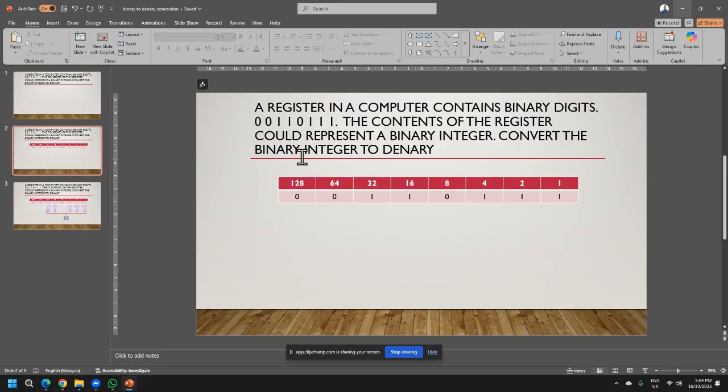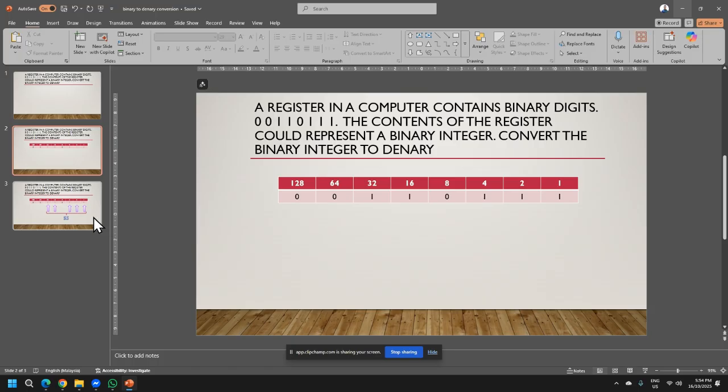The reason why I stop here is because there are only 8 digits. Then once you have that, put this below them. So 0 0 1 1 0 1 1 1. Okay. So now you have it.